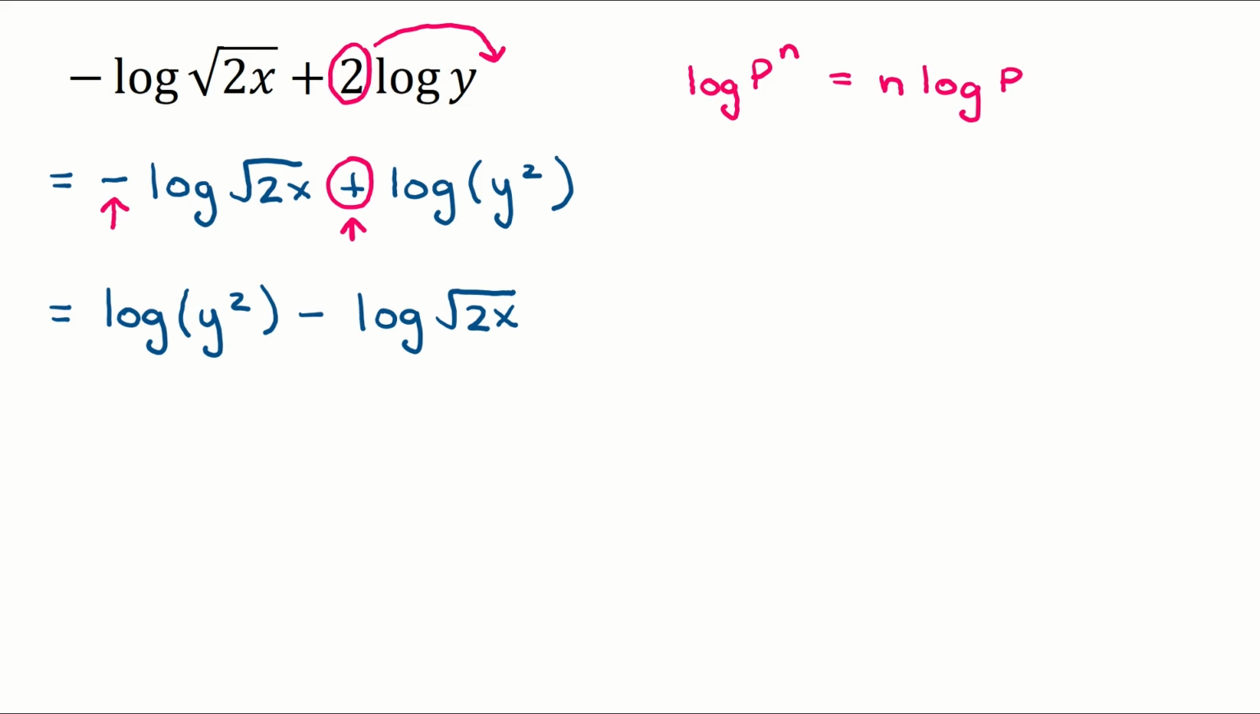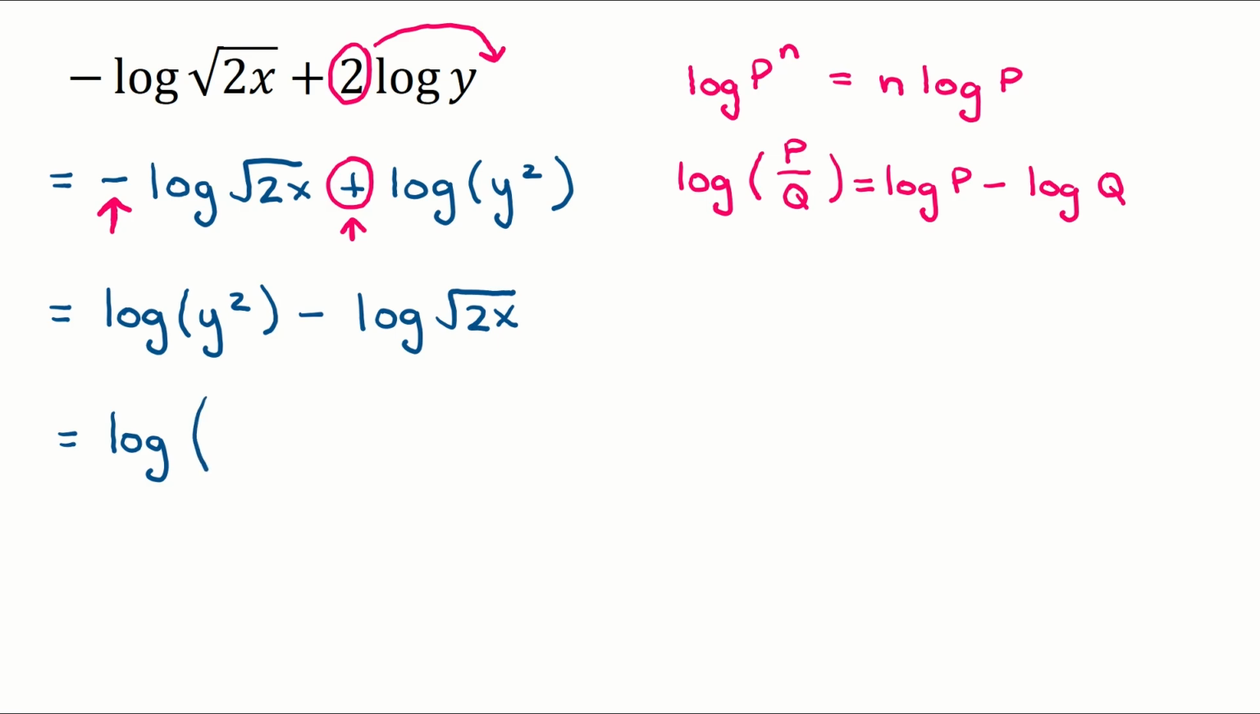So remember, when you are adding, you can always change the order and make sure that if you have a negative sign in front, you are writing that one second. So this is actually going to be the quotient rule. Log of a quotient, so P over Q, is equal to log of the numerator minus log of the denominator. And in this case, we are in fact subtracting. So when we go backwards and combine this, we get log of y squared divided by 2x.